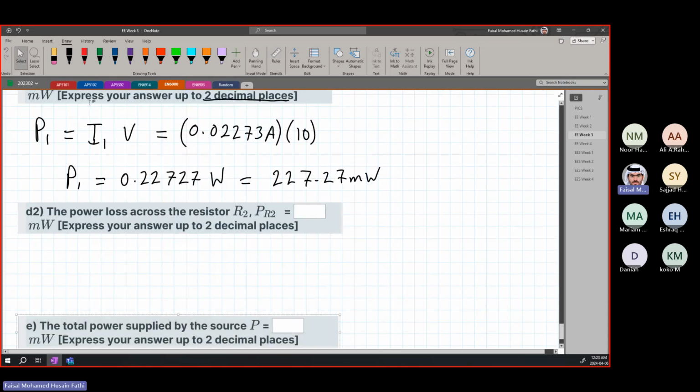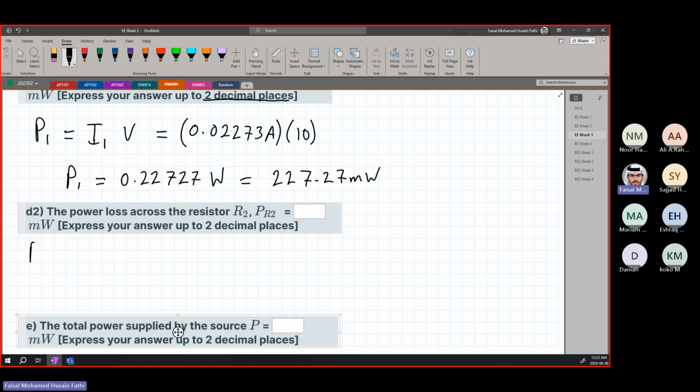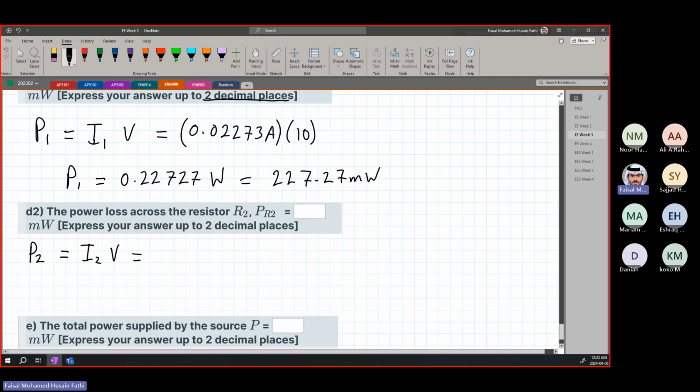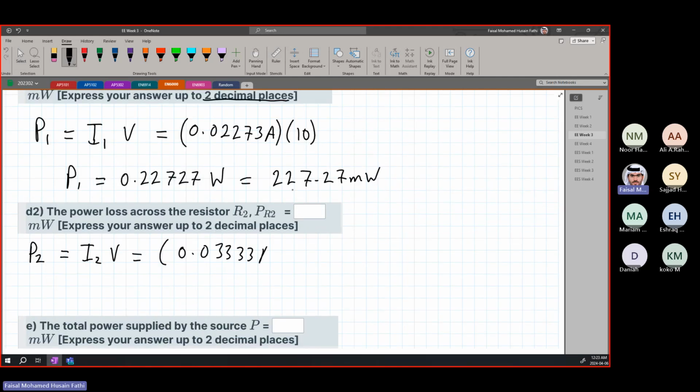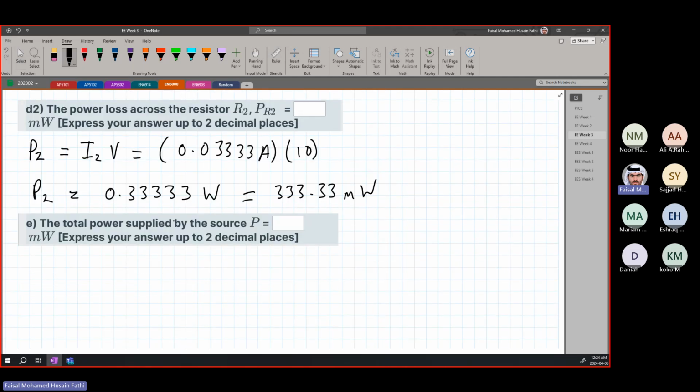As you can see, it's super direct, super straightforward. P2, again, same idea. It's going to be I2 times V, parallel circuit. Voltage is not changing. 0.03333 amperes times 10. So P2 is going to be equal to 0.33333 watts. We want it in milliwatts, so it's 333.33 milliwatts.